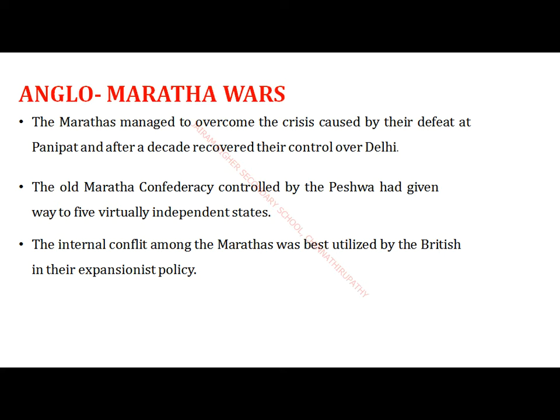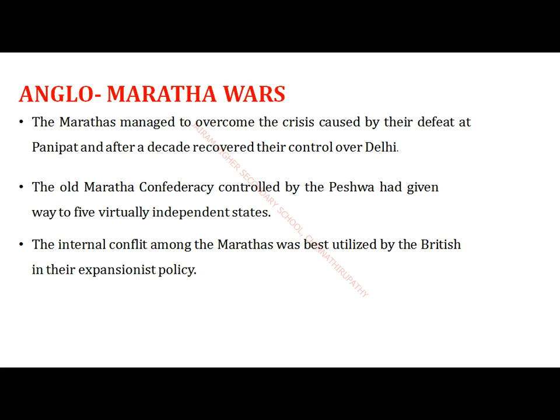Anglo-Maratha War. What does it mean? Anglo means the side of foreigners, especially Britishers, and Marathas, who took the region of Maharashtra as a ruling place; those belonging to that place are known as Marathas. So the war between two parties, one on the side of Britishers and the other on the side of the Marathas, is named the Anglo-Maratha War.